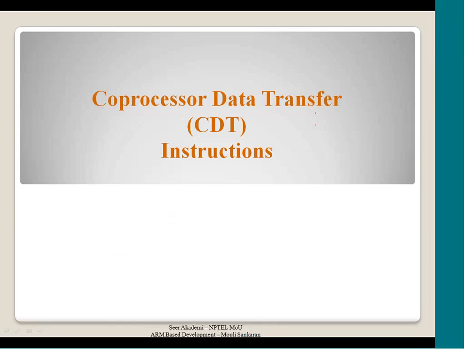So we have seen the data processing instruction. Now data transfer. Let me explain why these instructions are required.